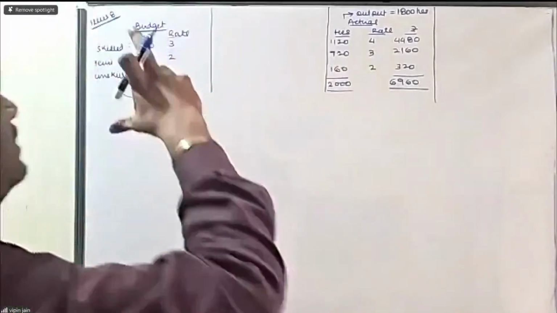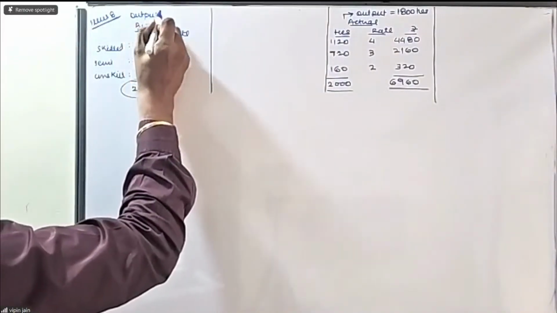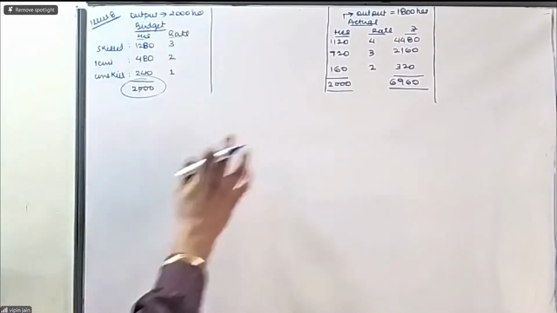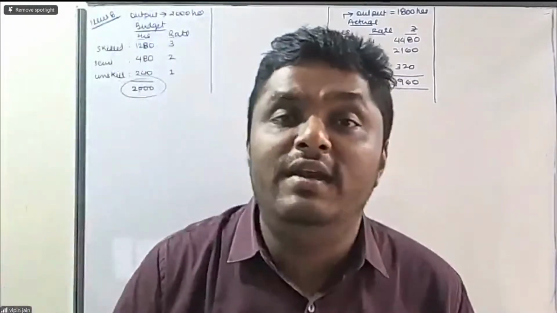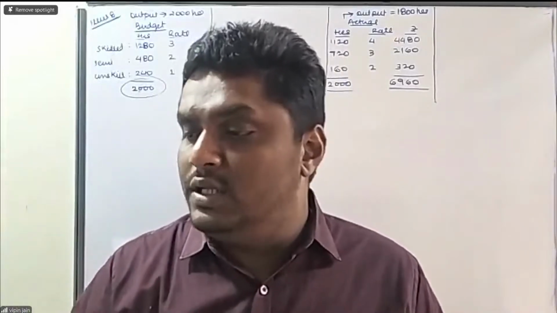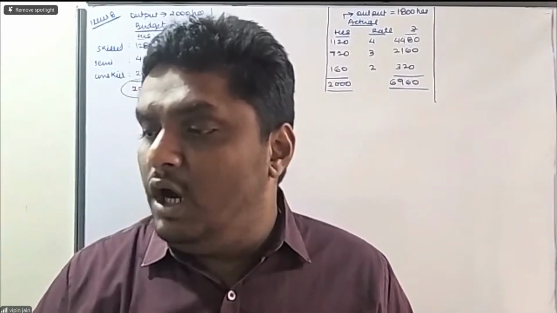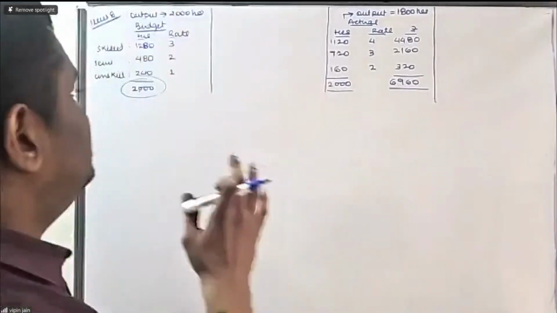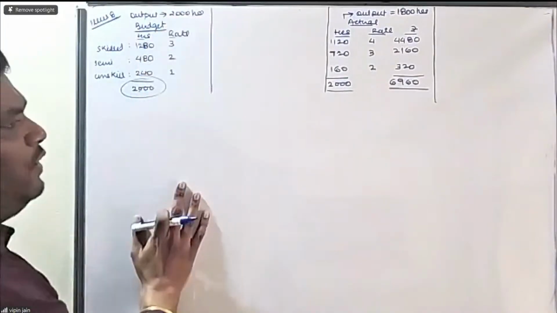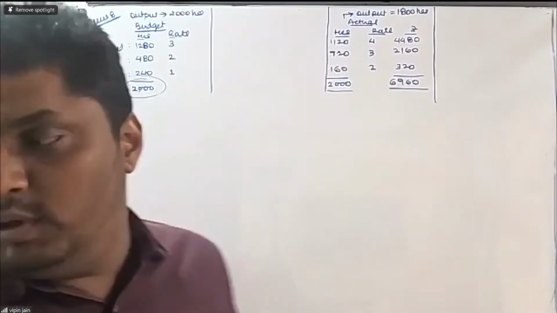Why? Because this budgeted data is given for 2000 hours of output, whereas actual data is given for 1800 hours of output. So these two figures are not comparable. So for the students who said yes, these two figures are not comparable because the budgeted data is given for 2000 hours of output and actual data is given for 1800 hours of output.